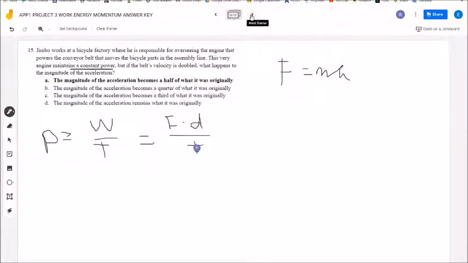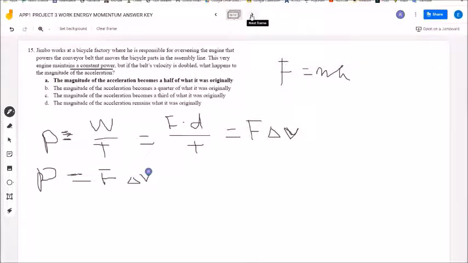What about displacement over time? Well, we've seen this before. Displacement over time is velocity. D over T is V, right? Velocity equals D divided by T. So power is equal to force times velocity, right? Force times velocity.